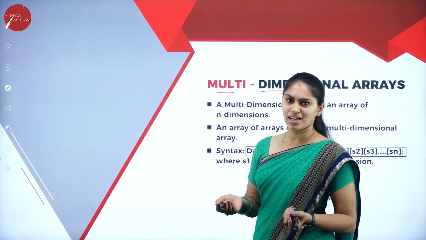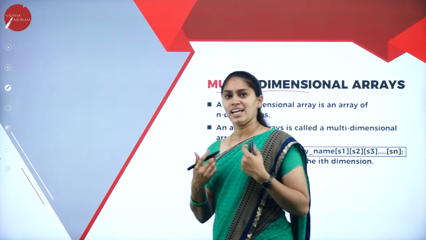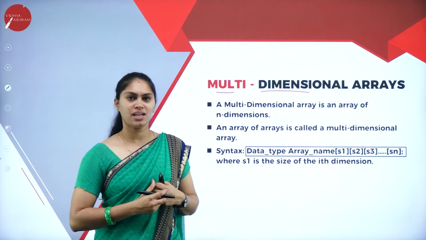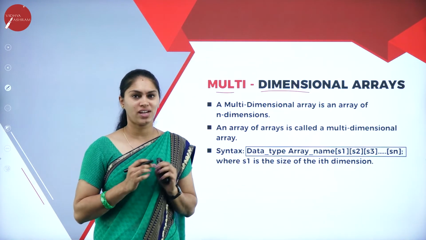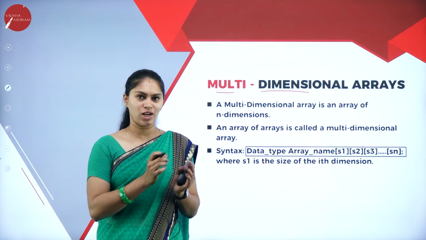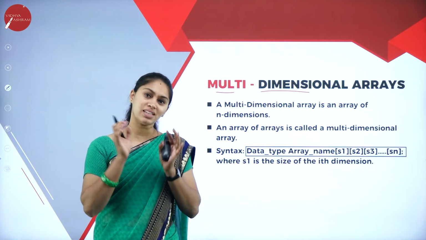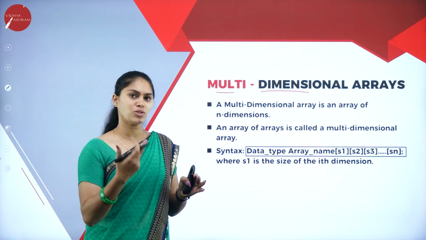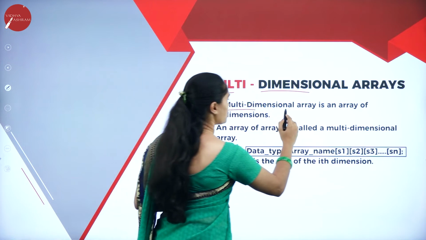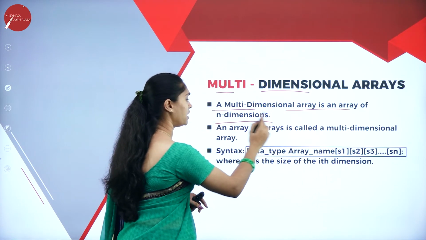So as the name indicates, multi-dimensional. Any array which has more than two dimensions will be termed as a multi-dimensional array. So what is it? An array of arrays. It will include a collection of elements within a collection of elements. So it will have more than two dimensions. So a multi-dimensional array is an array of n dimensions.